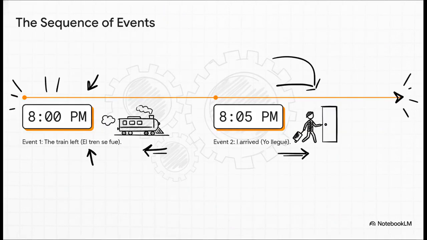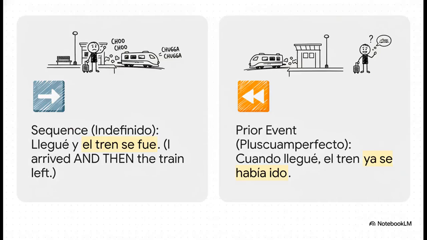Just look at this timeline for a sec. It makes the sequence crystal clear. The past of the past action, se había ido, happened first, at 8 p.m. Then the simple past action, llegué, happened second, at 8:05. The grammar lines up perfectly with what actually happened. And this is so important. If you just use two simple past tenses, it sounds like a sequence. I arrived, and then the train left. But when you use the pluscuamperfecto, you are explicitly saying the train had already left before you even got there. It completely changes the meaning of the story.